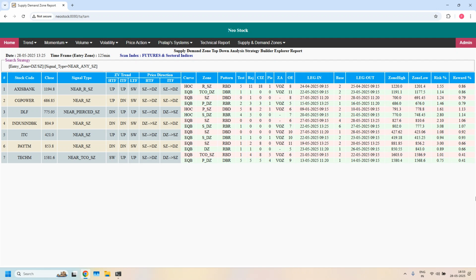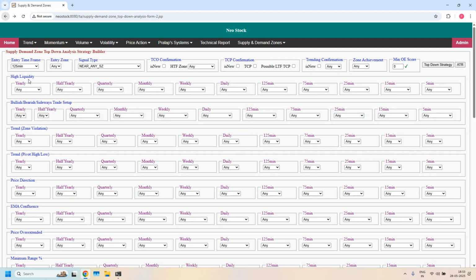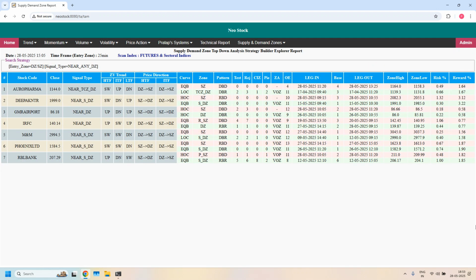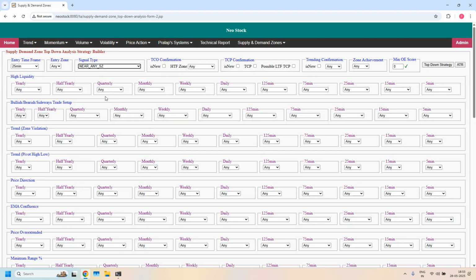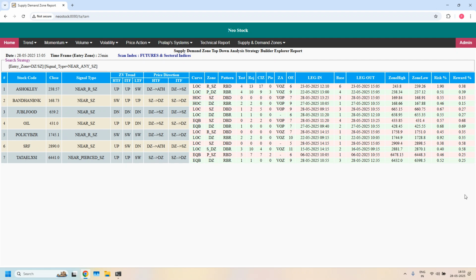Next time frame 75 minutes we already generated in the beginning of the report. So the next time frame is 25 minutes. Stocks near to the 25 minutes demand zone. We got 7 stocks. Next, stocks near to the 25 minutes supply zone. We got 7 stocks.